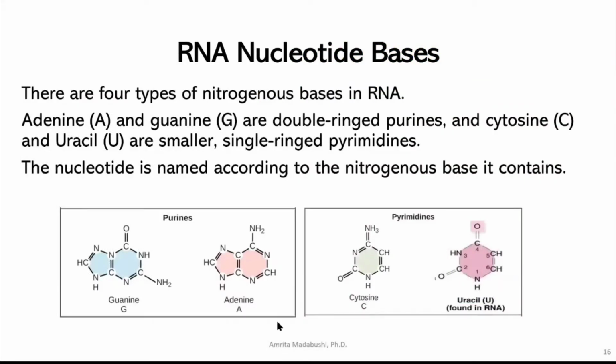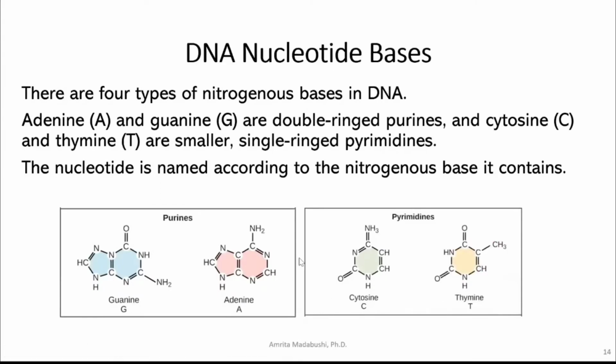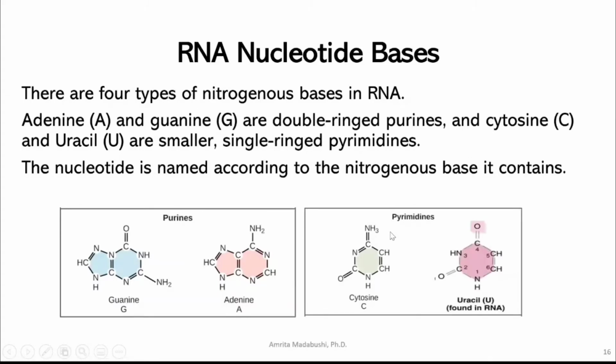Okay, so coming now to the nucleotide bases. I'm going to draw parallels with the DNA. DNA has purines and pyrimidines: the purines are guanine and adenine, and the pyrimidines are cytosine and thymine. Here, the only difference is the uracil, like I said. It's a nitrogenous base, and uracil is the only difference.